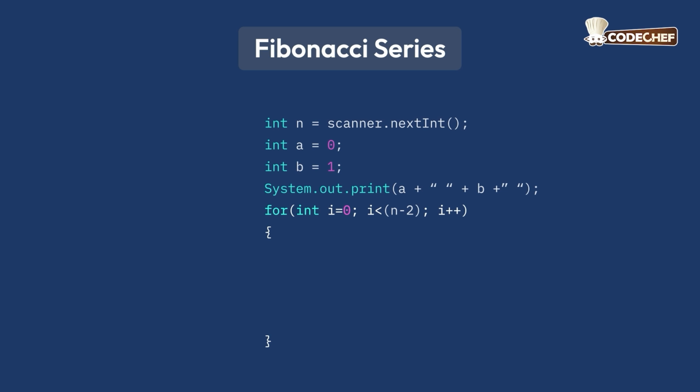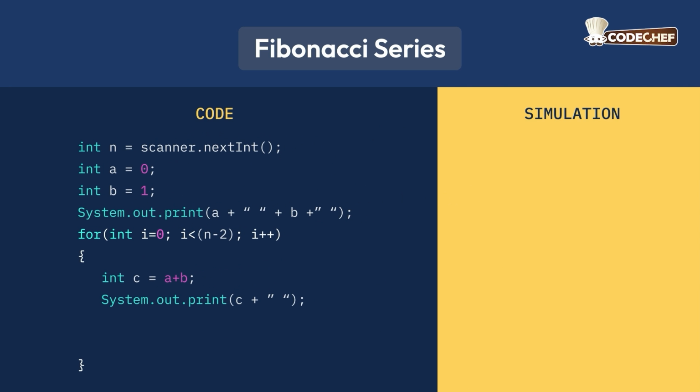The first thing we do inside the loop is to add the two numbers we stored inside a and b. This addition needs to be stored inside some other variable, let's say c. Once we have calculated c, let's print it out. Our loop doesn't end here.